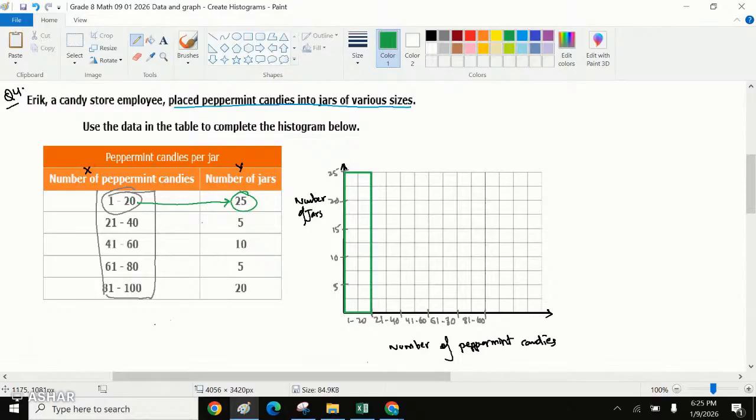The next one is from 21 to 40. What should be the height? Yes, the height should be 5, right? So we simply select this and the height is 5. We draw it over here. This is the height of 5. Okay. The next one, 41 to 60, has a height of 10. Okay. And so on.